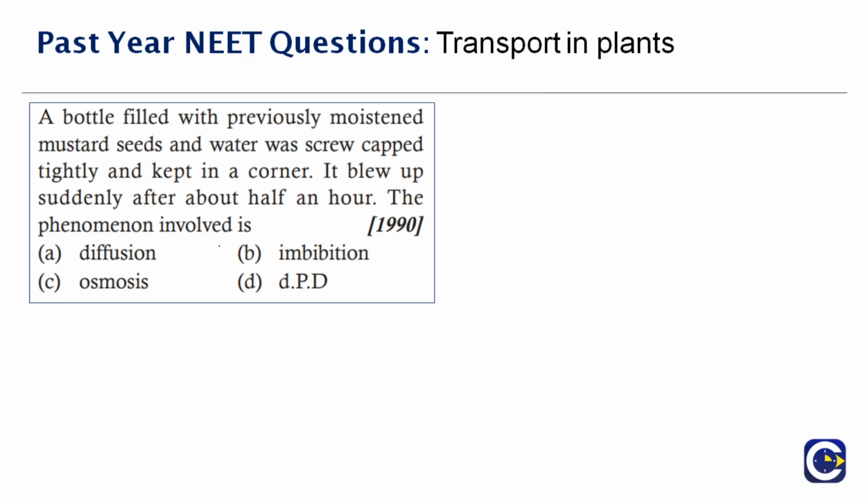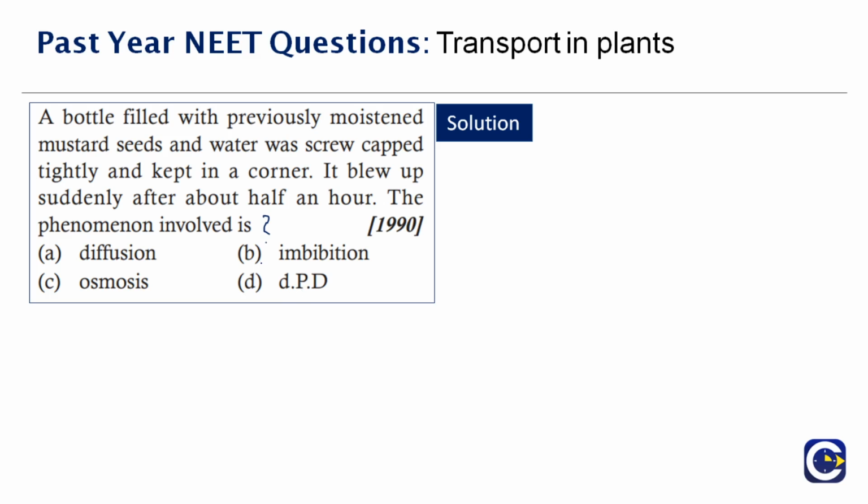Let's read it here. A bottle filled with previously moistened mustard seeds and water was screw capped tightly and kept in a corner. It blew up suddenly after about half an hour. The phenomenon involved is dash. Now we are given 4 options here: diffusion, osmosis, imbibition, and diffusion pressure deficit.